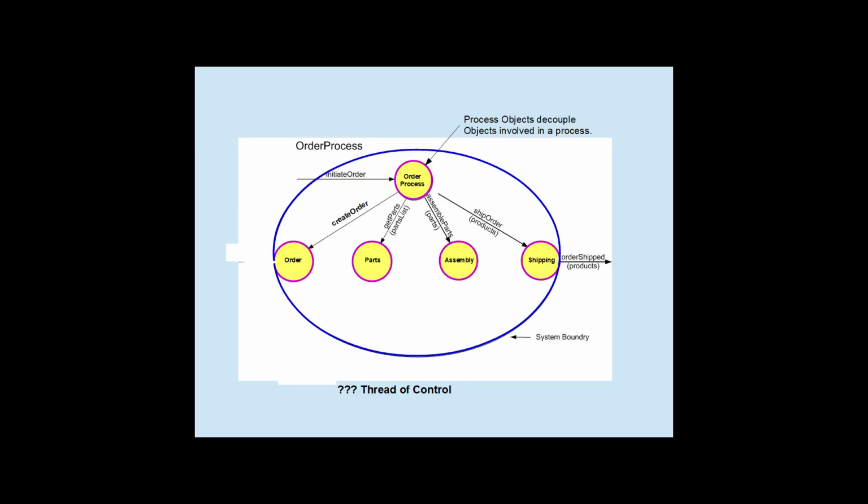Here I am showing the same auto parts order application, but in this version of the application, the business process for fulfilling a customer order has been implemented as a separate object. If there is a thread of control here, it is not very obvious.